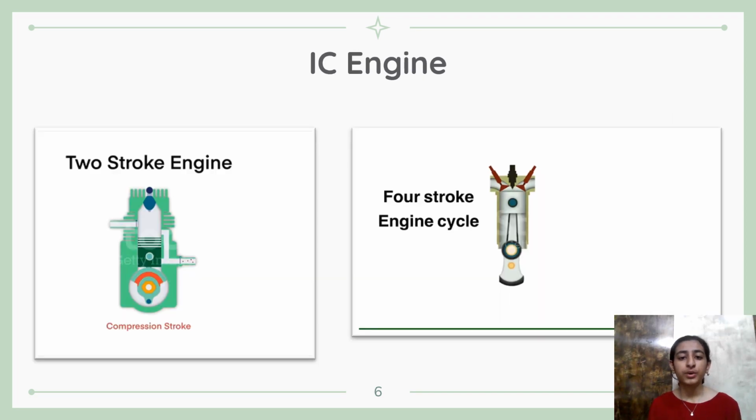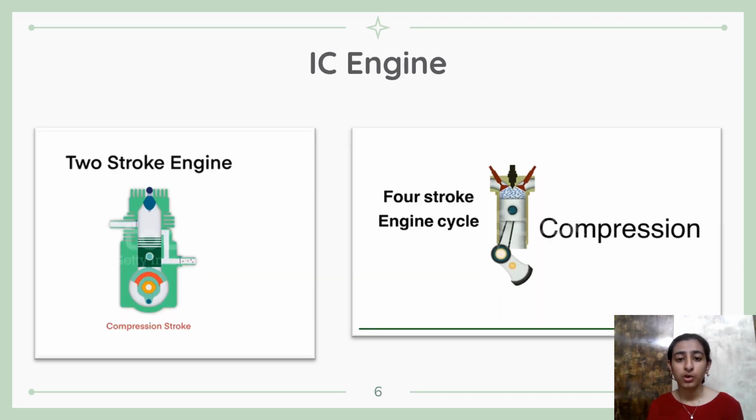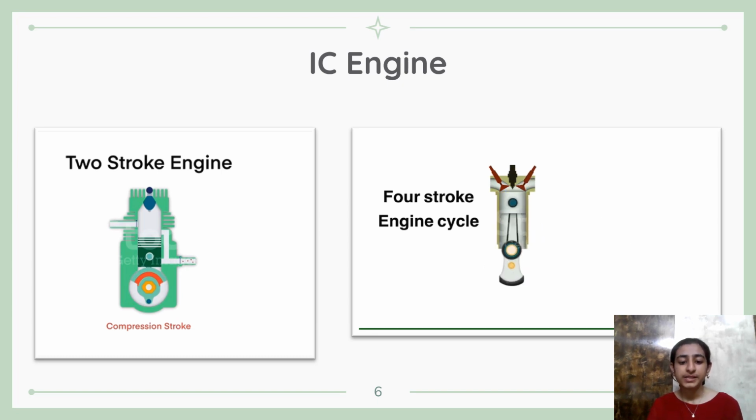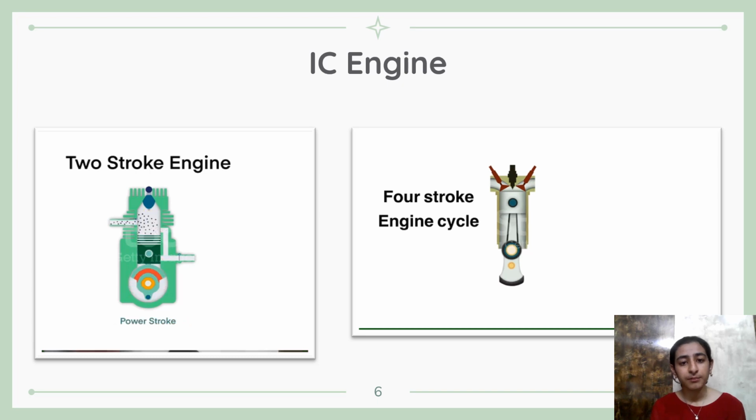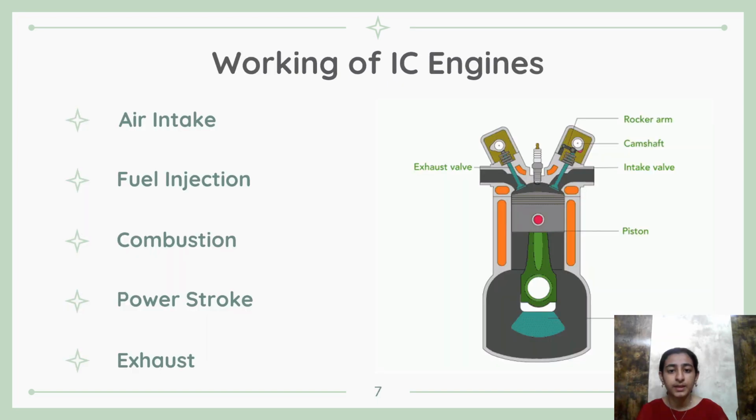So, moving forward, we have the IC engine, which is also known as internal combustion engine. These are the machines that generate mechanical power by burning fuel inside a combustion chamber. There are primarily two types, two-stroke engine and four-stroke engine. Two-stroke engine is also known as gasoline engine and four-stroke engine is also known as diesel engine.